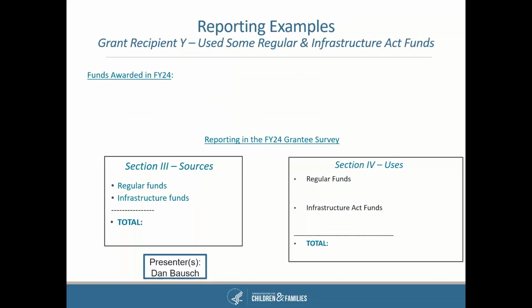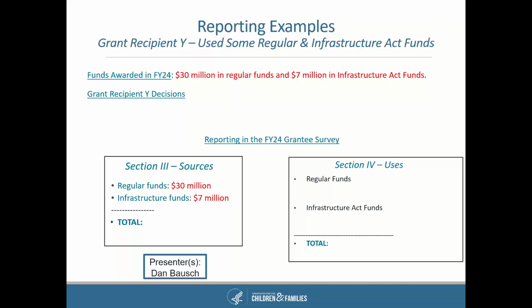We've got a second example here. This is grant recipient Y, and we're going to pretend that they use some of their regular and some of their Infrastructure Act funds. So in 2024, they were awarded 30 million in the regular non-supplemental funds and 7 million in the Infrastructure Act funds. So in section 3 under sources, it'd be 30 on the regular block grant line and 7 for the infrastructure award.